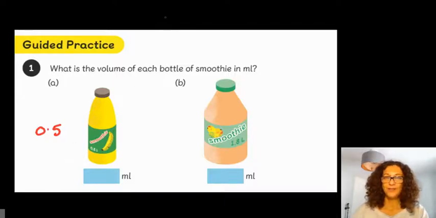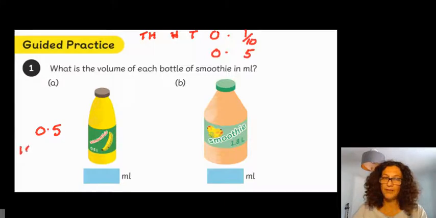Welcome back. So if you remember, we've got our place value chart, our thousands, hundreds, tens and ones, and we've got our tenths. We have got 0.5. Now we're multiplying by, what do we multiply by? 1,000. How many zeros in 1,000? There are 3. So now we've got to move everything 3 spaces to the left. So here we go. 1, 2, 3. Our 5 goes here.